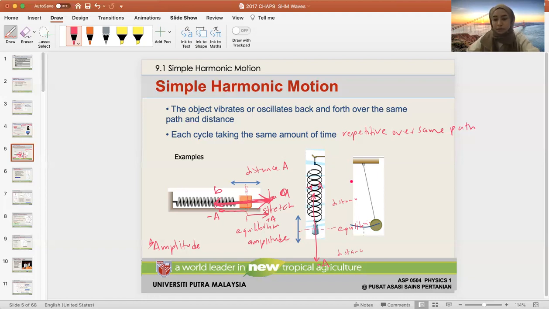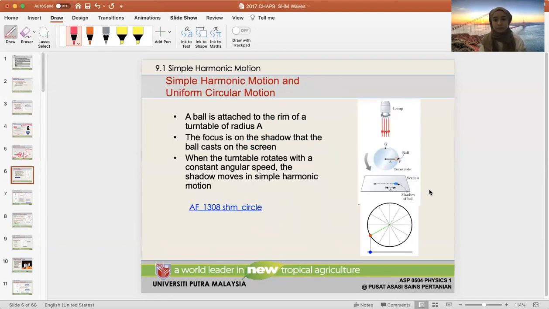Sama juga macam pendulum. You start at equilibrium. This is your equilibrium position. You pull it by a certain distance. That is also A. And then let's say this is positive A. It will swing to negative A. Positive A, negative A, positive A, negative A. That is your simple harmonic motion. Okay? Okay, so here they tried to map out oscillation.